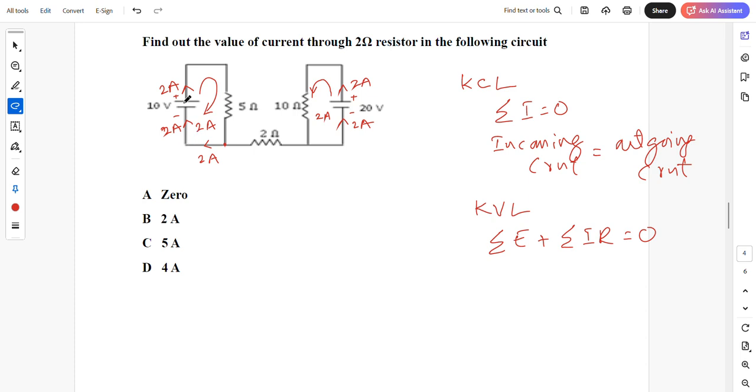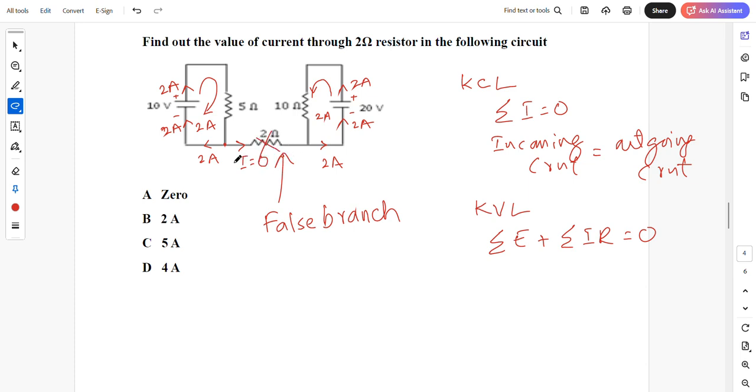Whatever current is leaving this battery, the same current should flow. So what is the current flowing here? 0. Here 2 amperes of current will come, and again 2 amperes should flow here. Therefore here how many amperes of current is flowing? 2 amperes. So what is the current flowing here? 0. No current flows. This is called a false branch. Okay, no current will flow here.